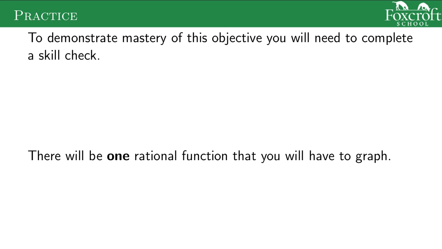All right, so for this learning objective, you're going to do a skill check. All right, this takes a lot of work. You have to find 2 intercepts and 2 asymptotes and put it all together to get a graph. So you're just going to have to do one problem, right, just one rational that you're going to have to graph.